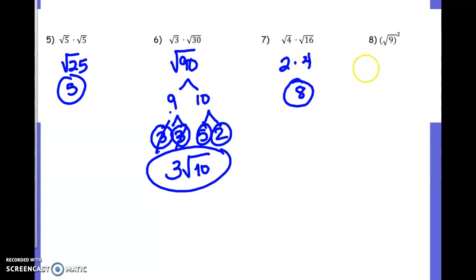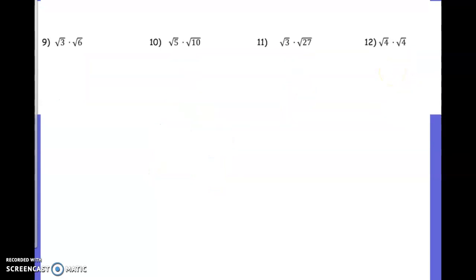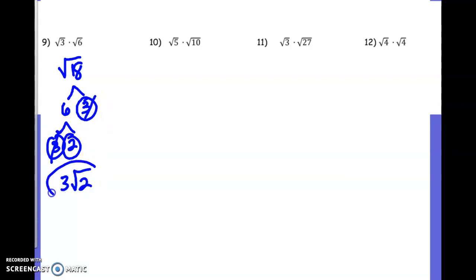Okay, negative 9 squared would be negative 9, radical 9 times radical 9, which would be 3 times 3, which would be 9. Okay, going on, you've got radical 18. So you could have 6 and 3. This would be 3 times 2, and this would be 3. So you would be left with a pair of 3s, radical 2.